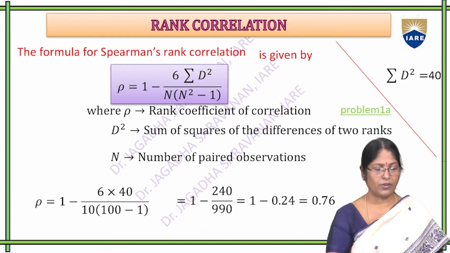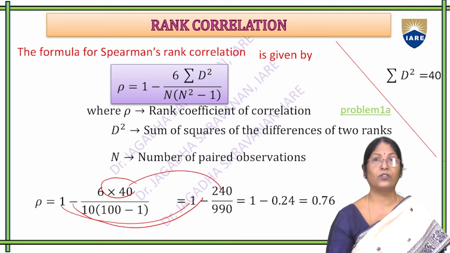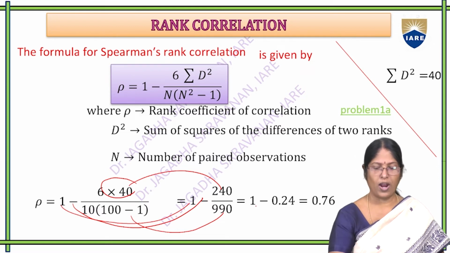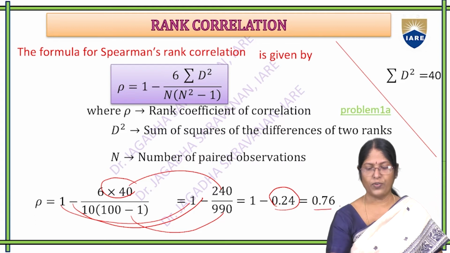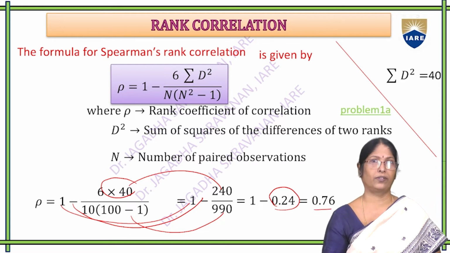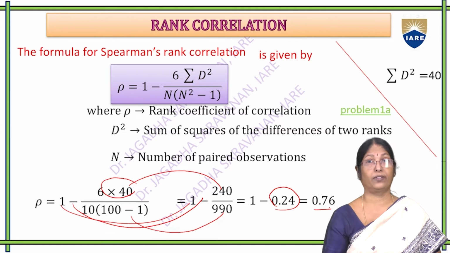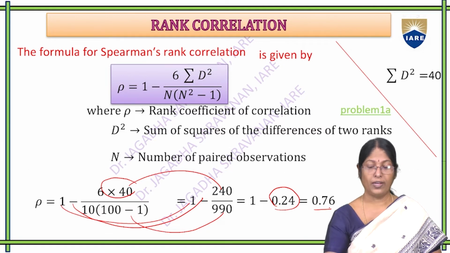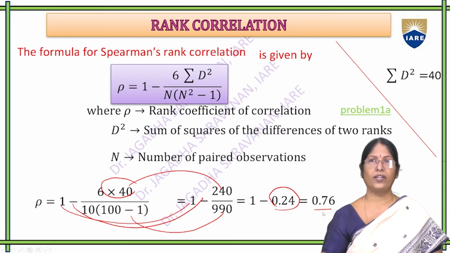In the simplification, the 1 and the minus we keep as it is. The numerator simplifies to 240, and the denominator simplifies to 990. So 1 minus 0.24, that is 240 divided by 990. The final result we obtained is 0.76. So we completed the problem. The property of the rank correlation is that it lies between minus 1 and 1. Yes, the result satisfies the property also. So now we can see it here.